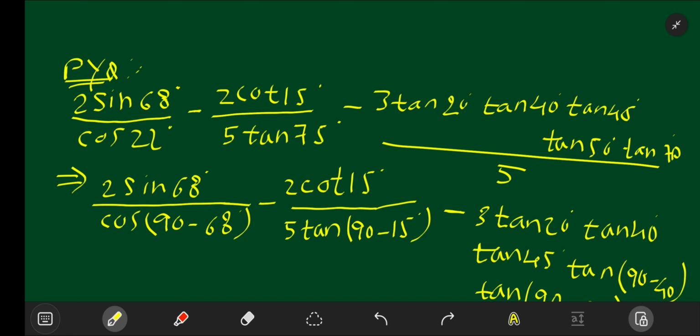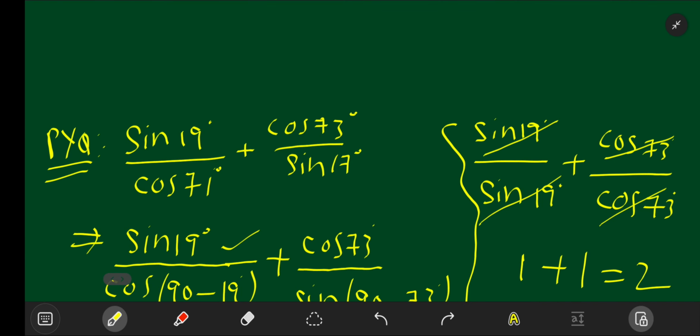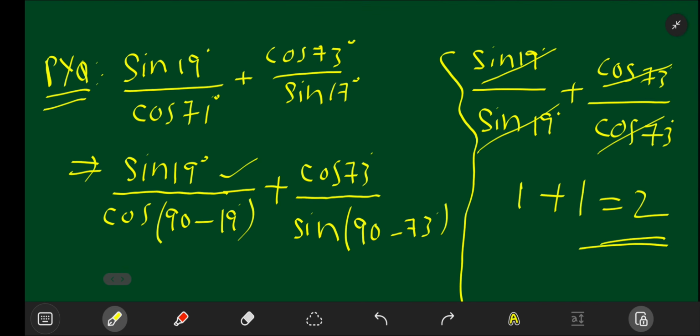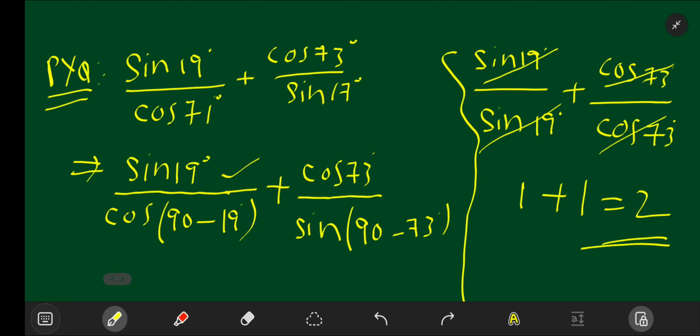In the previous problem also, no need of changing the denominator. You can change the numerator also, either numerator or denominator. You have to change any one so that you will get the answer. Okay, you get the same answer.